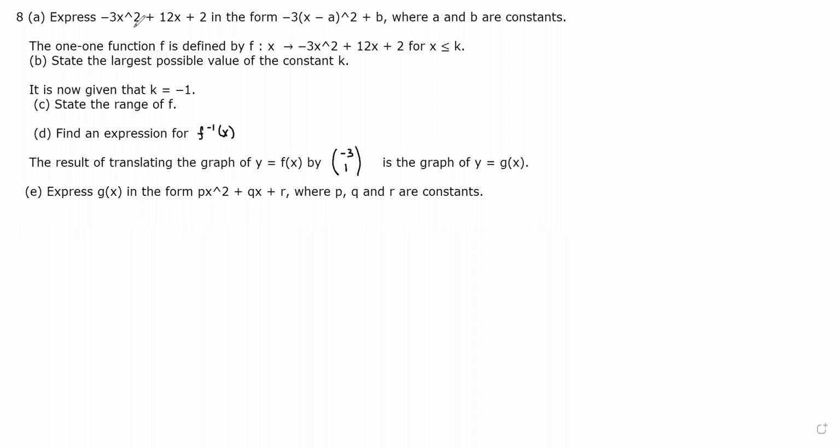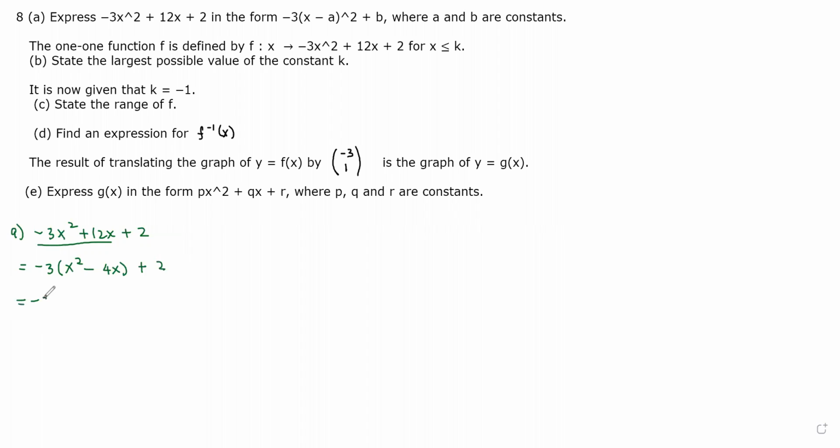Express negative 3x squared plus 12x plus 2 in the vertex form of a quadratic, where a and b are constants. To express it in vertex form, we could complete the square. Looking at the first two terms, factor out negative 3 from them. We have x squared minus 4x in the bracket.